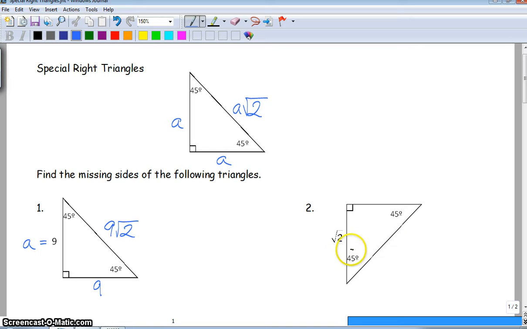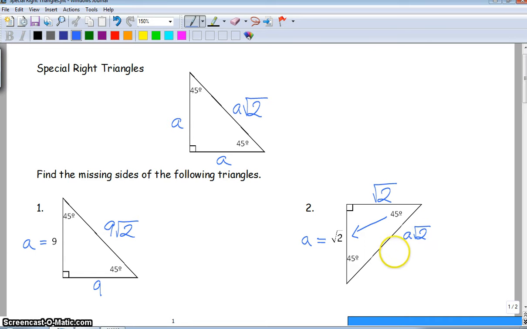Moving on to the next one, I again have the side across from 45 degrees. The side across from 45 degrees is considered A. So A equals the square root of 2. So now I need to go around and label the other sides. Across from 45 degrees is again just the A. So in this case it's the square root of 2. Across from 90 degrees is A root 2.